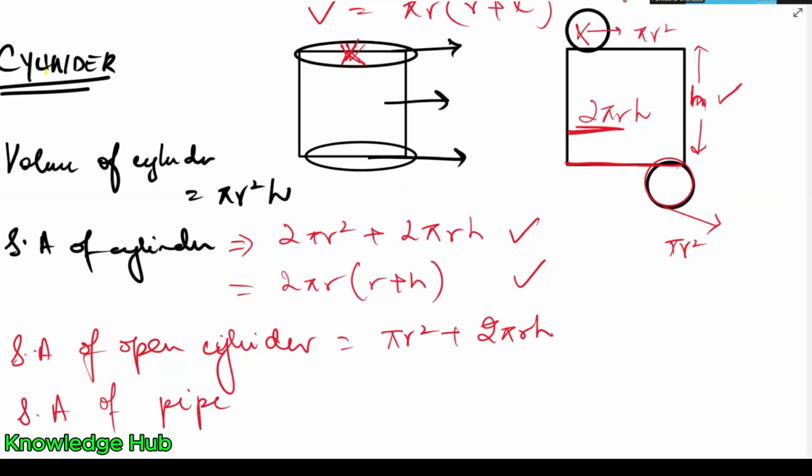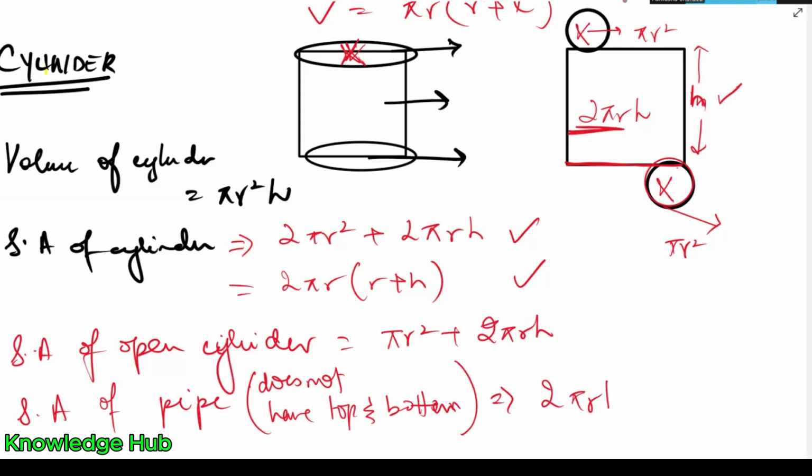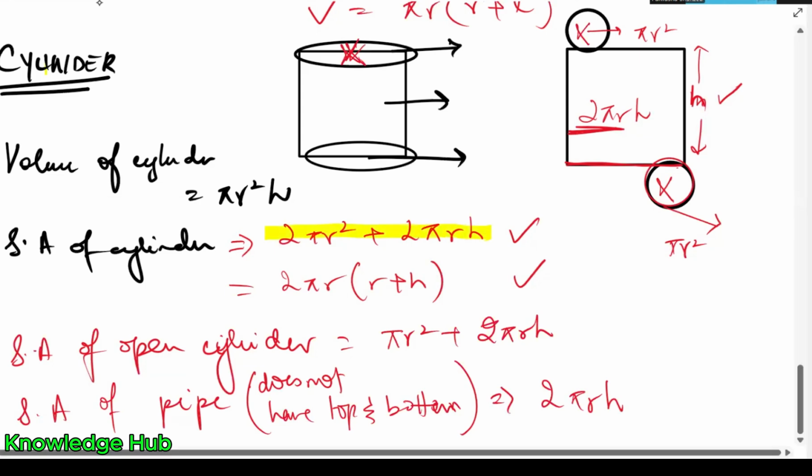As the pipe is like a cylinder, it doesn't have a top and a bottom. So when we have this kind of scenario, we don't have to use this pi r square and this pi r square. The formula will be only 2 pi r h, right? So when we have the cylinder, the formula is 2 pi r square plus 2 pi r h.